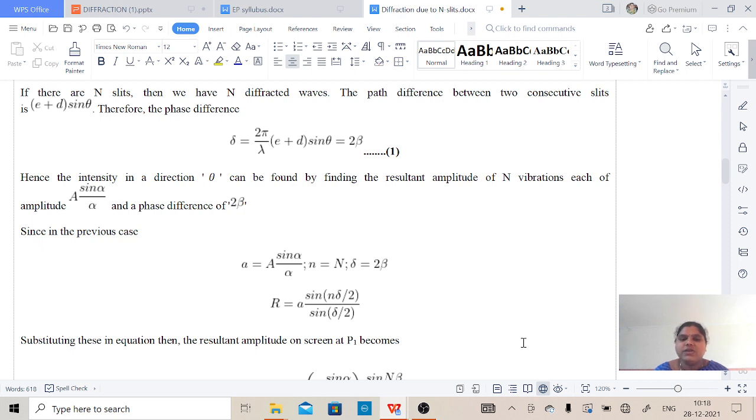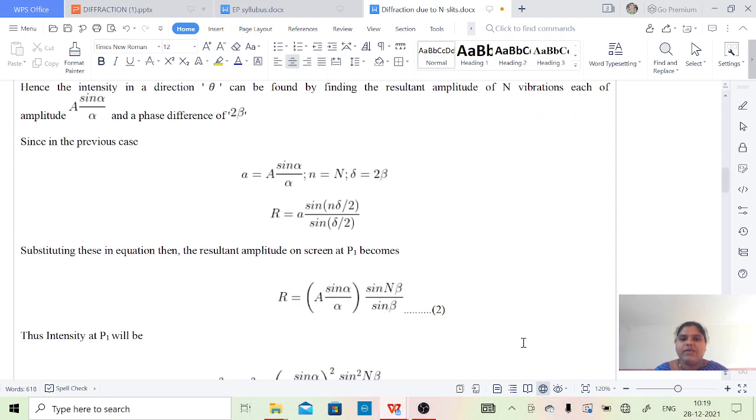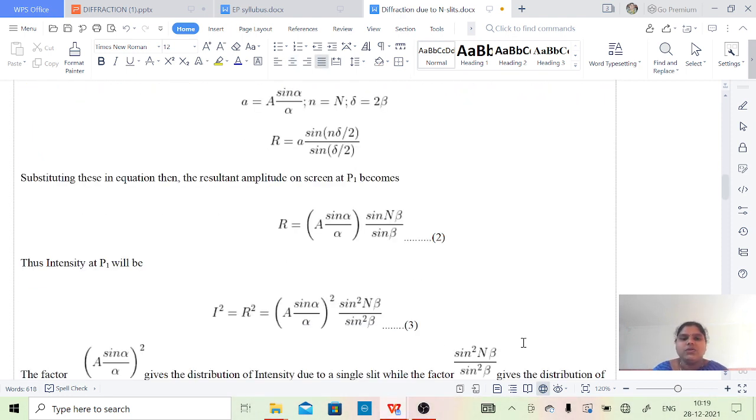Here we are substituting the above terms in the equation for the resultant amplitude on the screen at P1. So R equals, we are replacing small a with A sin alpha by alpha into sin n beta, because delta equals 2 beta, so delta by 2 equals beta. So R equals A sin alpha by alpha into sin n beta by sin beta. We are getting the new equation.